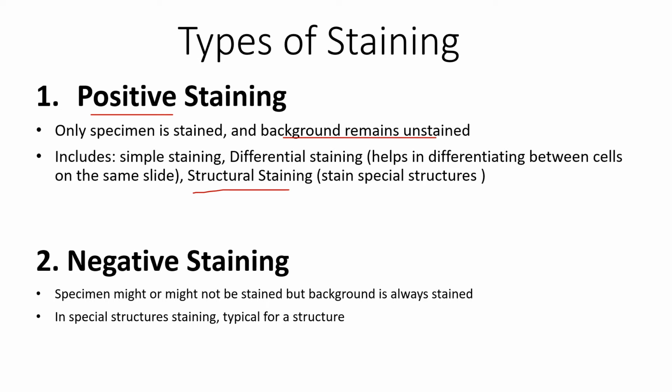And the next we have is negative staining. It is highly specific for a structure, in the sense that only some special structures will require negative staining, else positive staining will do. But what exactly happens in negative staining? Here the background is always stained and the specimen might or might not be stained.